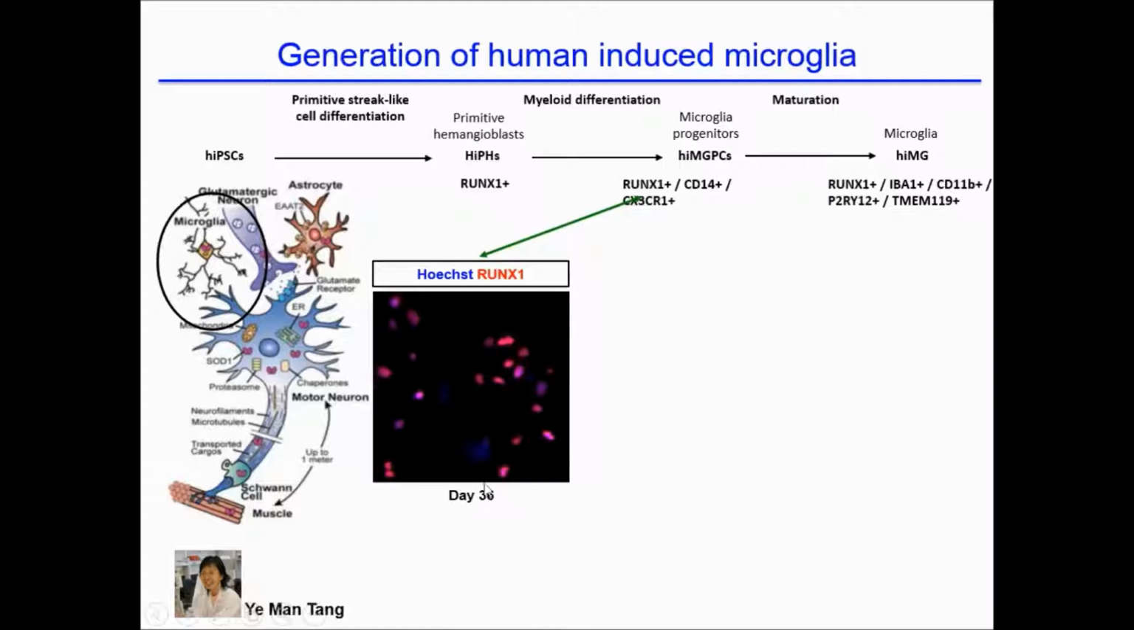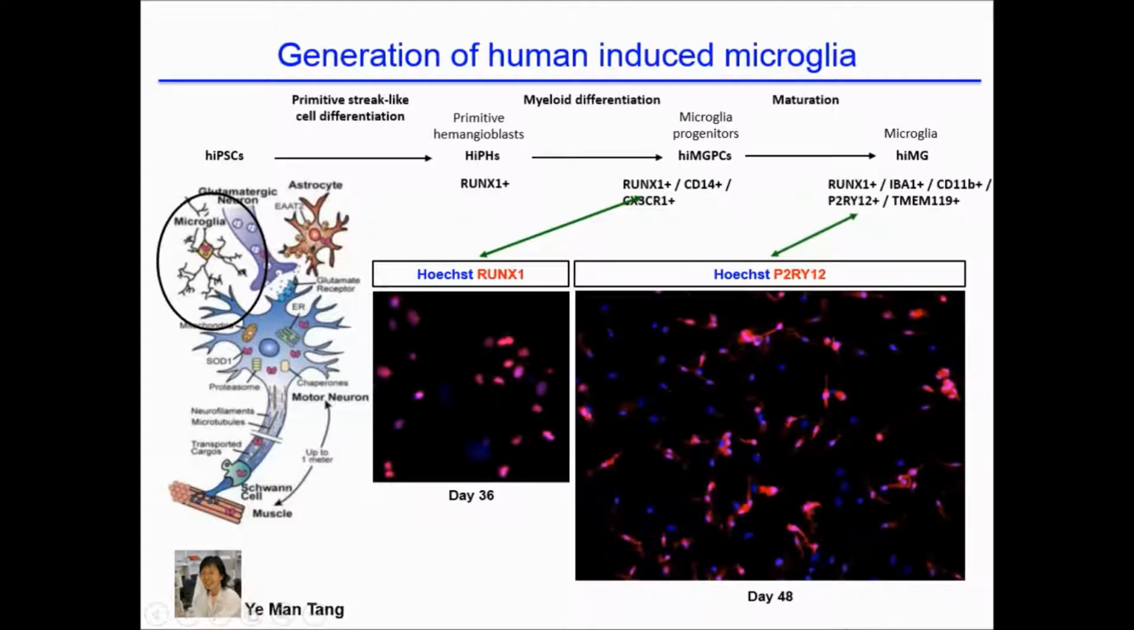So for example, after about 36 days in culture, so again about a month, we can see that almost all of the cells that are cultured express this particular microglia progenitor marker called RANKS1. And then about 10 days later or so, we see that more than 90% of the induced cells express this particular microglia marker called P2RY12. So very, very robust generation of microglia-like cells under these conditions.